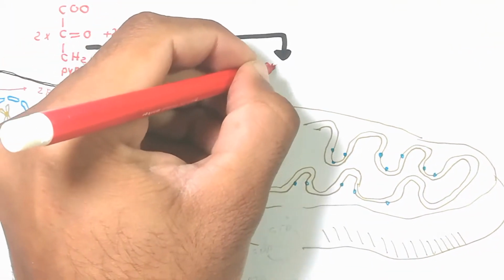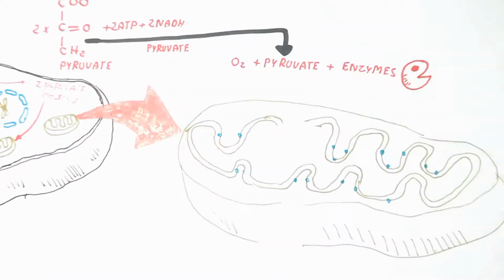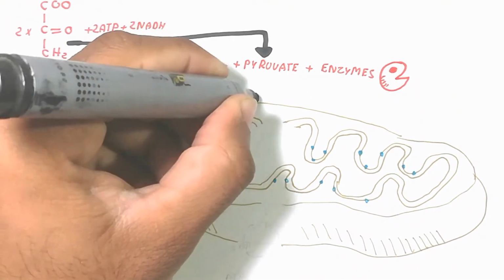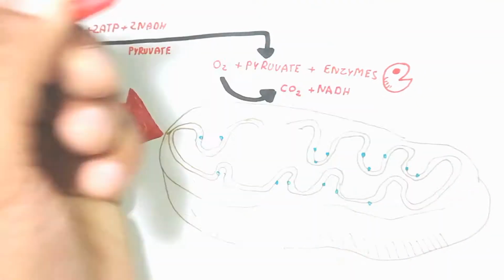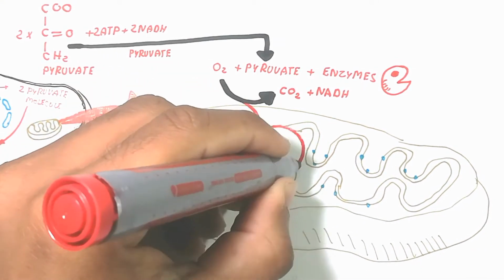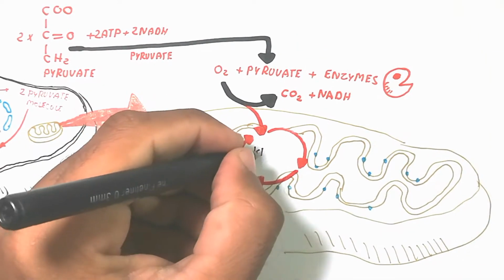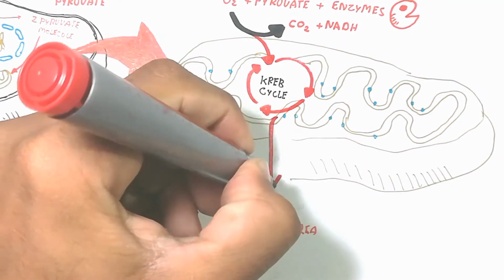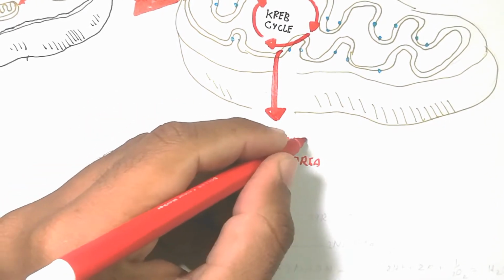So here 2 ATP and 2 NADH are produced, and pyruvate is also produced. This pyruvate, the result of glycolysis, goes into the Krebs cycle. Here the enzyme is used, pyruvate goes into the Krebs cycle, and oxygen is also used and converted to carbon dioxide, which is known as decarboxylation. So the Krebs cycle will be triggered in the mitochondria, inside the inner membrane of the mitochondria.